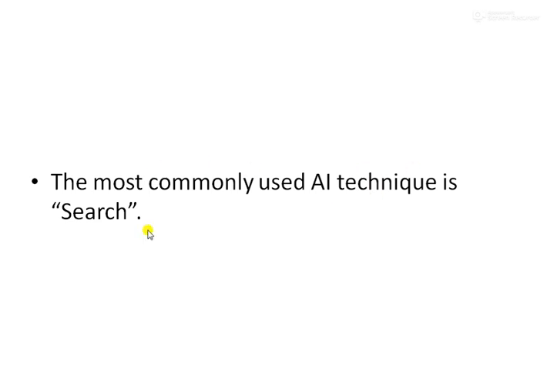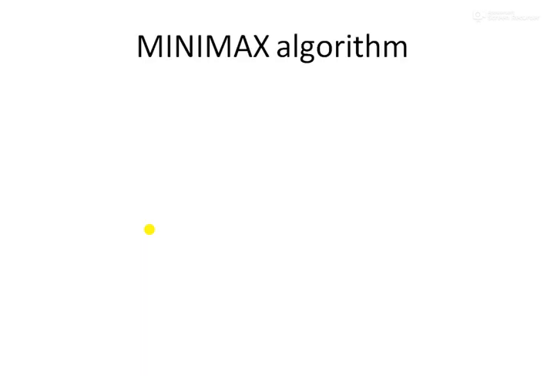So the most commonly used AI technique is searching, and the basic searching techniques for playing a game like tic-tac-toe, or other games, we can apply, but it will be very costly in that algorithm. But on an average, for a 2 player game, if we want to incorporate one fundamental algorithm, that is known as the MiniMax algorithm. Okay, so MiniMax is a very important algorithm for playing 2 player games.